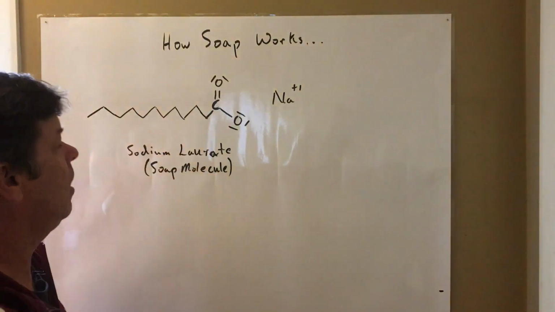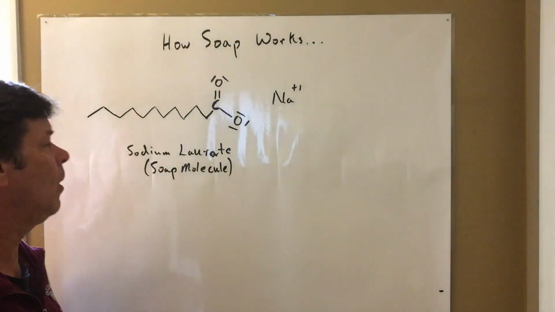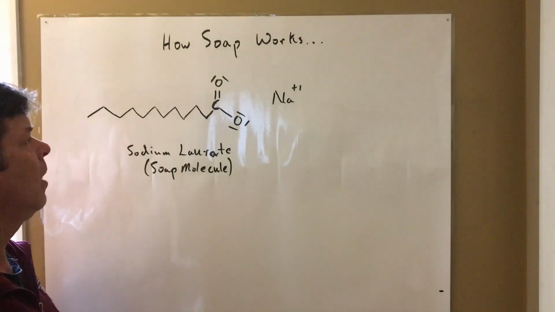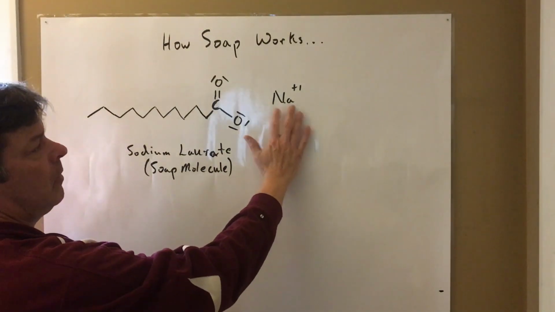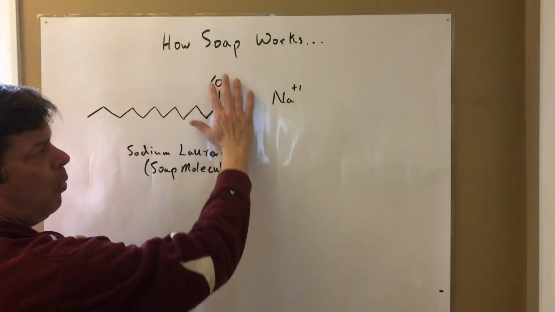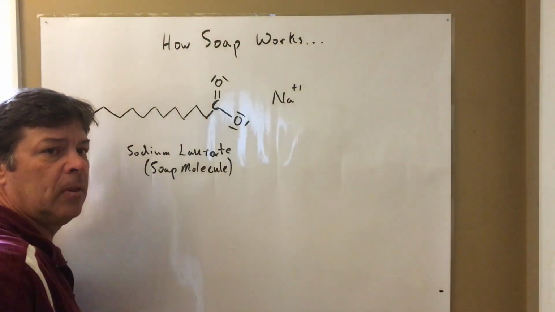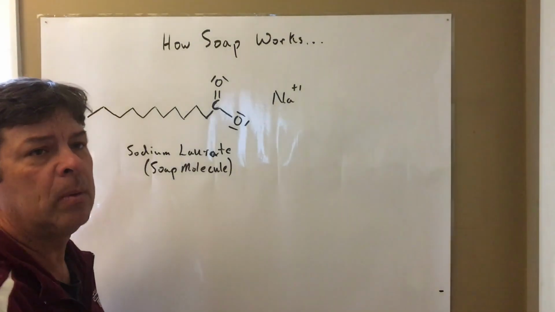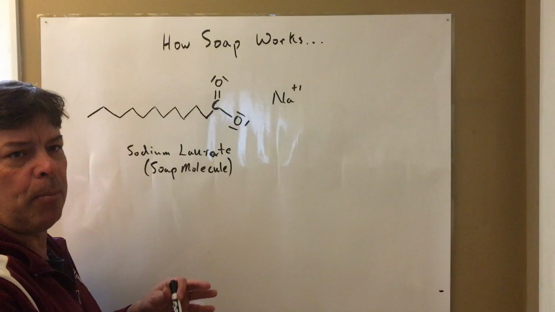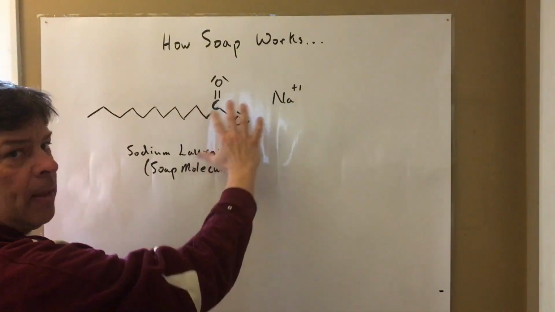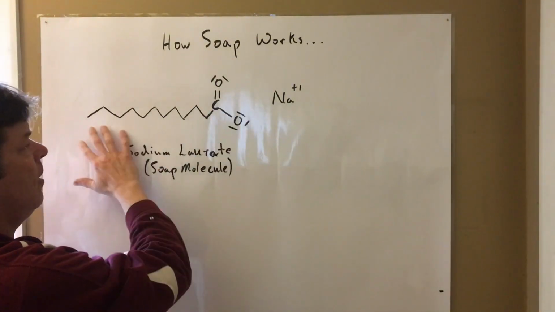So I've drawn here a typical soap molecule, sodium laurate. This sodium ion is attached to this portion of the soap molecule. The reason the soap molecule is so unique is that it's both polar and non-polar. This side's the polar head, and this is non-polar.